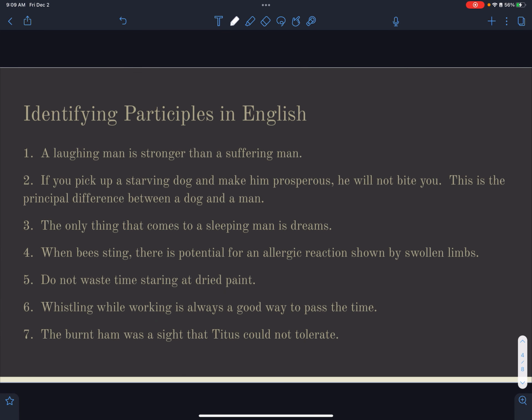So just to do some practice, you guys don't have to write these down. You might want to write down one or two. Essentially, I wanted to practice identifying participles in English so you know what to look for. Number one, can someone read that example for me?